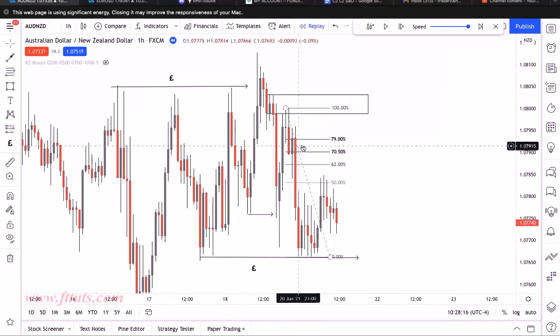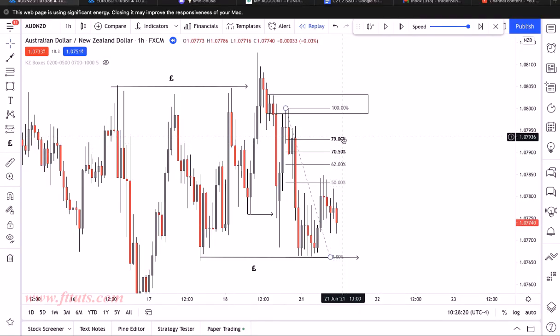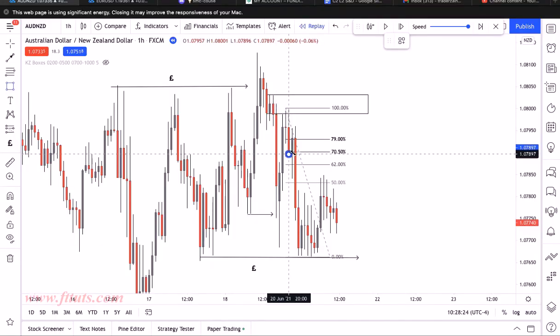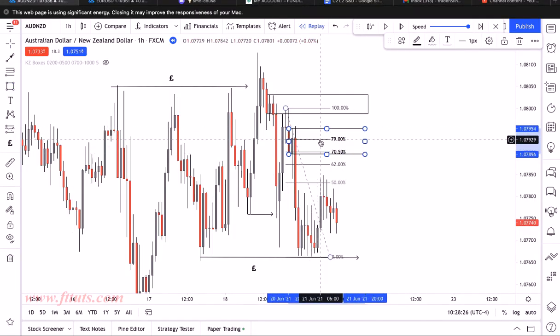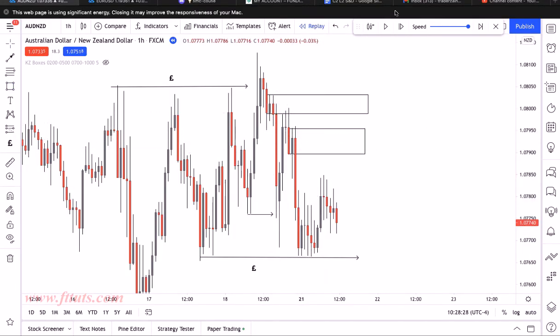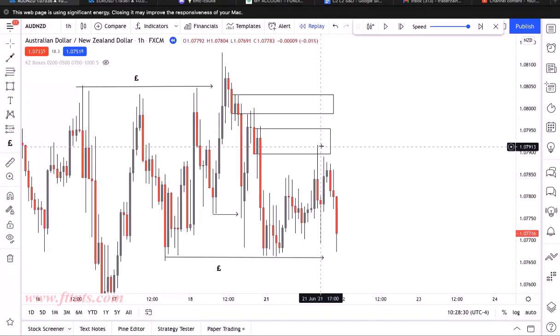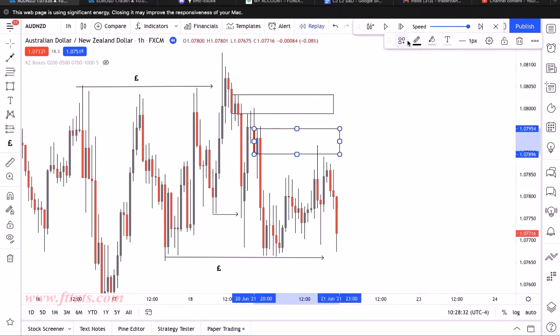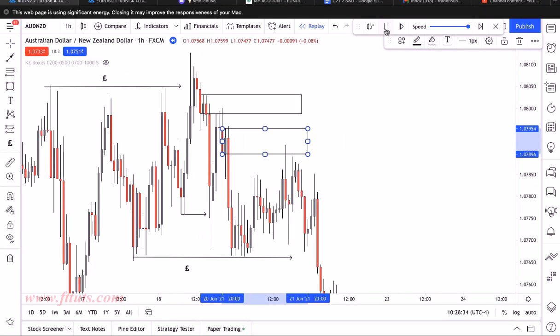And what can we identify with this zone? It aligns perfectly with the 70.5 and the 79%. So that would be another premium supply, right? That would be your entry number 2. Wait for price to react off it. There we go. You've got your entry right over here, and price sold off.